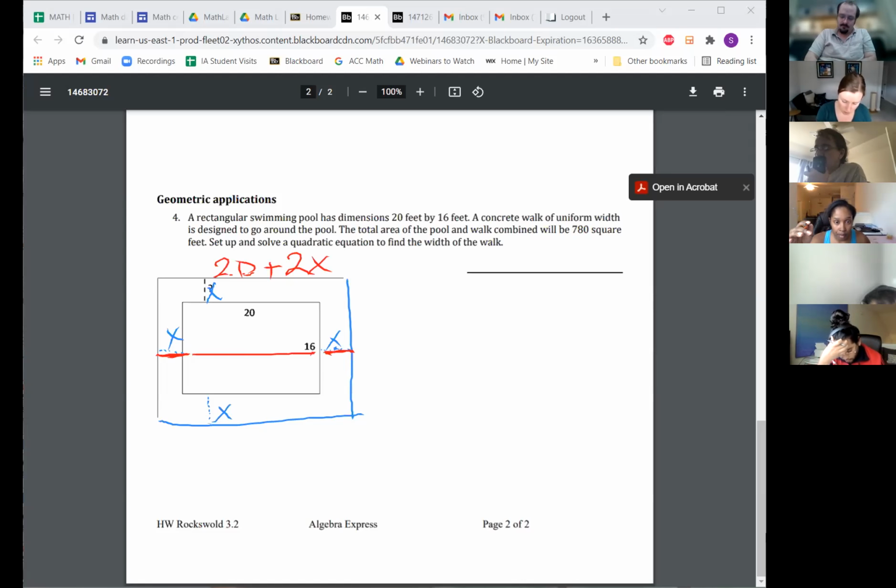Okay, can we also find the height of this? It's this piece, plus this piece, plus this piece. So how tall is this? 16 plus 2x. Exactly, 16 plus 2x.